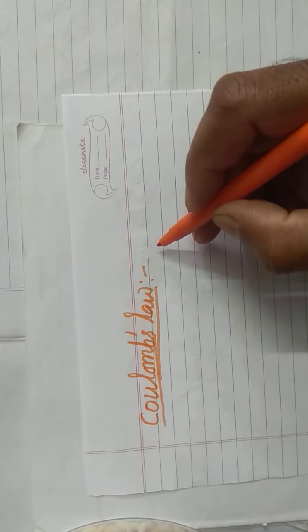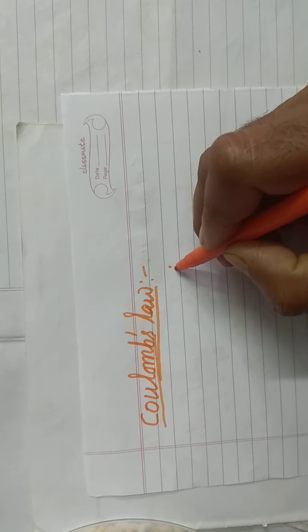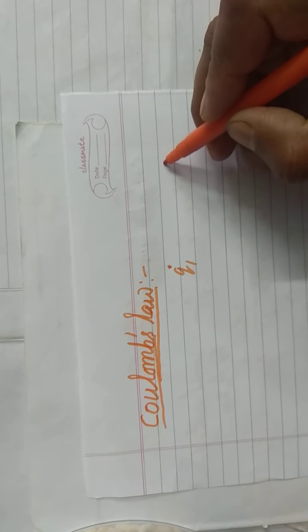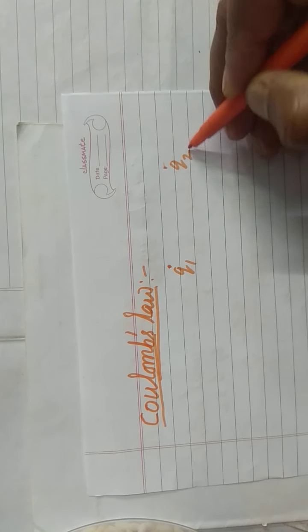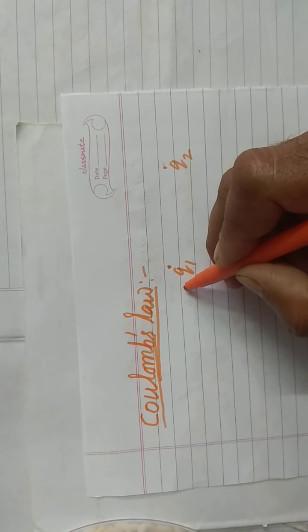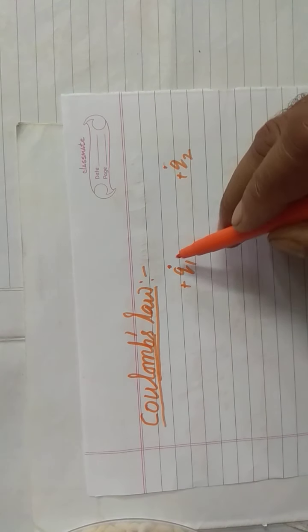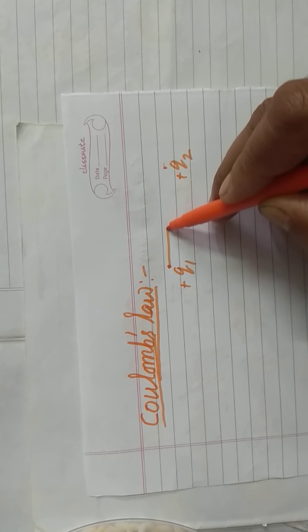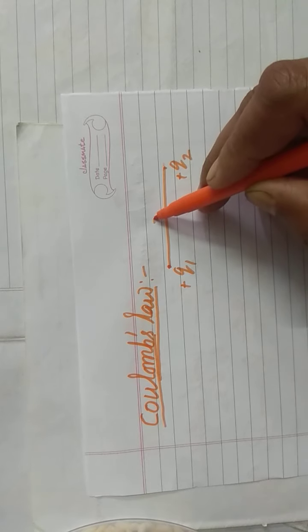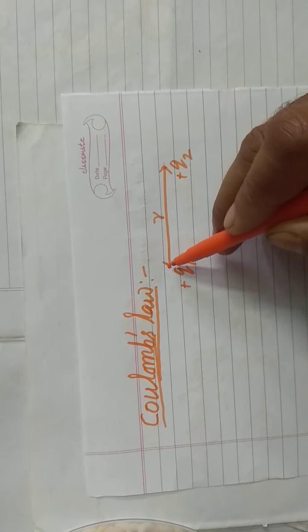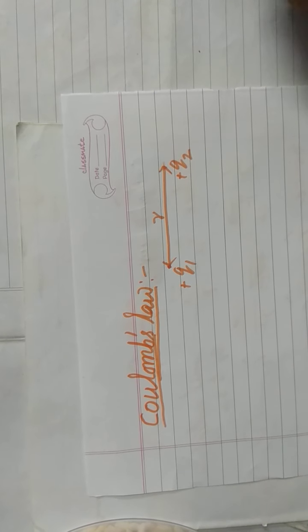Here, suppose we have two charges. One is say your Q1 point charge, another is your say Q2. These two are your point charges. Suppose both are positive, maybe positive, maybe negative, no problem, but we are taking here positive charges, Q1 and Q2. Suppose they are separated by a distance, say it is R. The distance of separation between the two charges is R. The charges are Q1 and Q2.